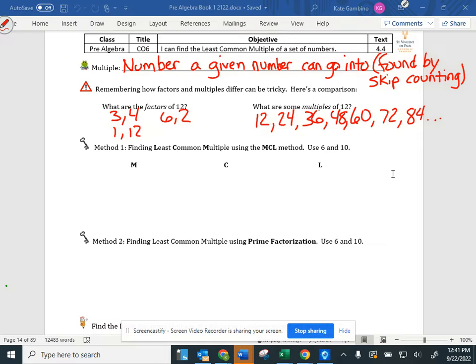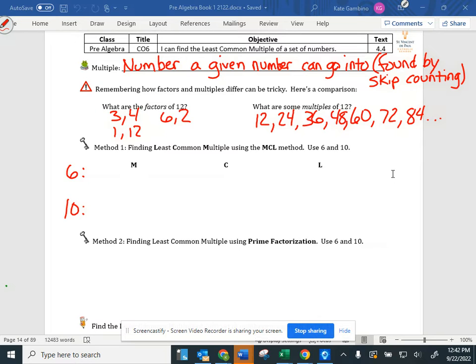The first thing we're going to do is our M. We want to find the multiples of the number. Now, we're not going to write out the multiples infinitely. What I always say is write out the first 10 multiples. Sometimes we can match up that least common multiple in the first 10 multiples. Sometimes we have to go farther, but a lot of times we'll find it in that first 10. So my 2 numbers are 6 and 10.